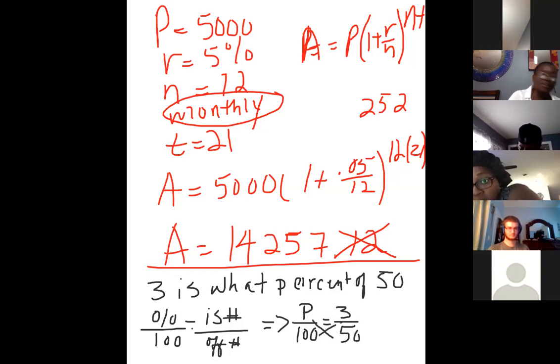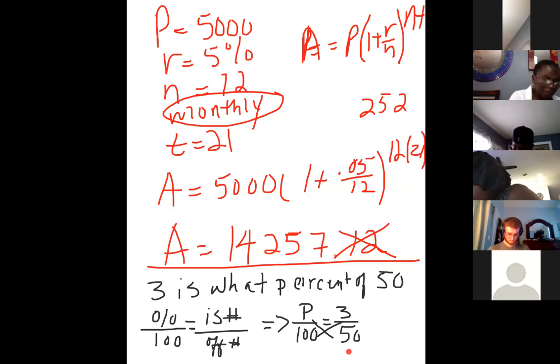And to solve it, you're going to cross multiply. What is the is over what? The is number over the of number. Since we don't know the percent, we call it P, put it over 100. The is number is the 3. And the of number is 50. So now you're going to cross multiply and solve it. When you cross multiply, I am going to go to the next page. Are you guys okay with this?